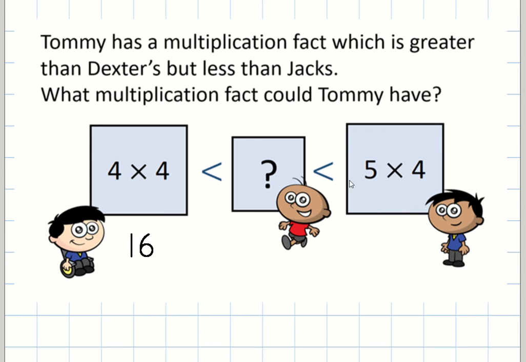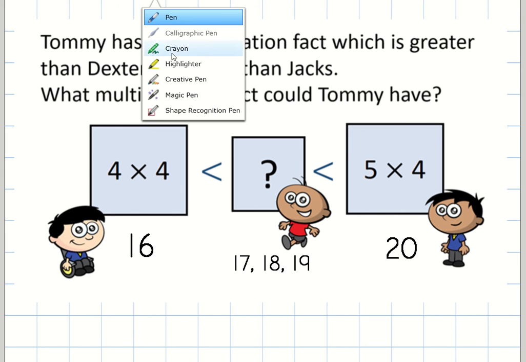And over here, Jack has got 5 lots of 4. So think, if 4 lots of 4 is 16, we need to add 1 more lot of 4 to get to 5 times 4, which gives us 20. So we need to think of a number that comes between 16 and 20, and then work out a multiplication fact that Tommy could have used. So all the numbers that come between 16 and 20 are 17, 18 and 19. Can you think of a multiplication that would result in any of those answers? Why don't you pause the video and have a think?